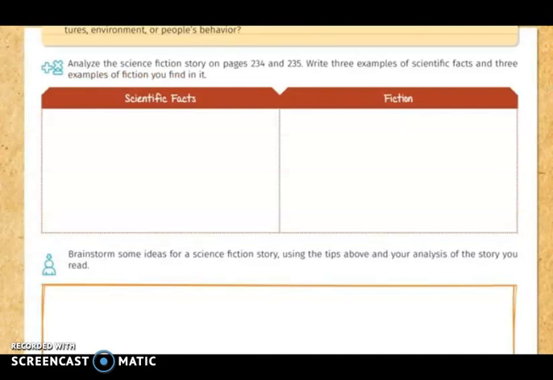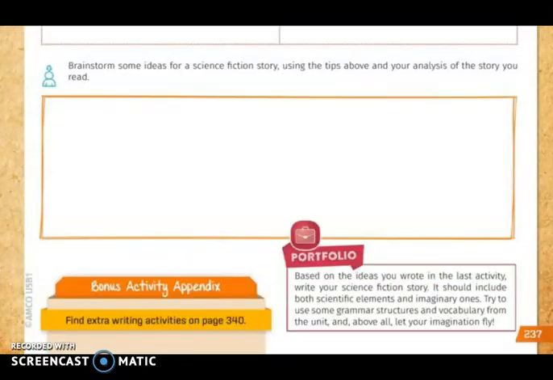In the first exercise, you have to analyze the science fiction story on pages 234 and 235. You have to write 3 examples of scientific facts and 3 examples of fiction you find in the text. In the second exercise, you are going to create a brainstorm with some ideas for a science fiction story, using the tips above and your analysis of the story you already read. You can use the application that I showed you in the last class, that was WordArt, or you can do it here in your book.